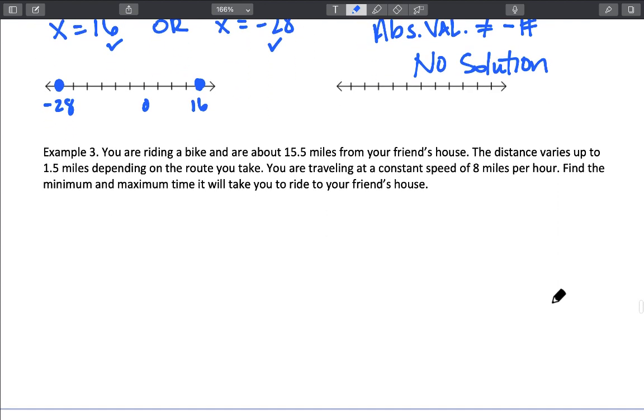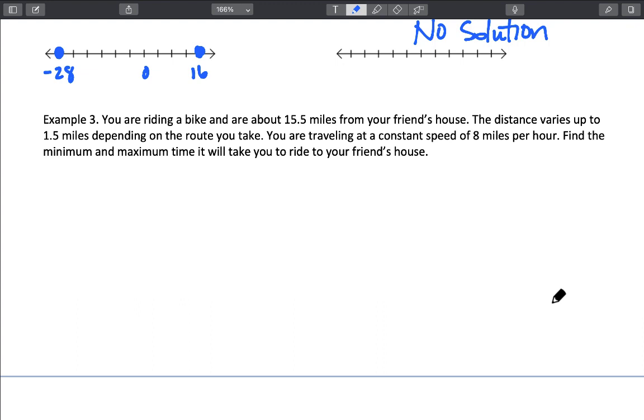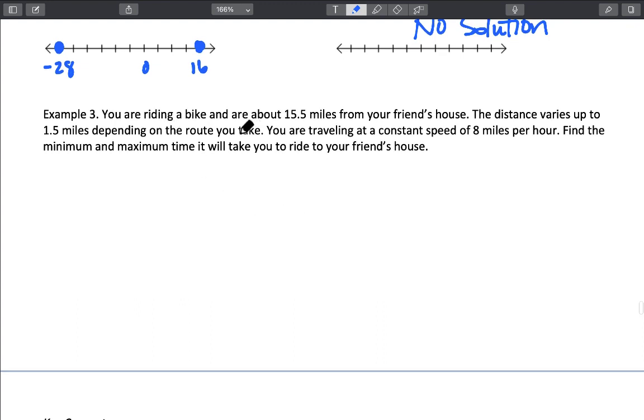All right, in example 3, we have a little bit of a word problem here. You are riding a bike and are about 15.5 miles from your friend's house. The distance varies up to 1.5 miles depending on the route that you take. You are traveling at a constant speed of 8 miles per hour. We want to find the minimum and the maximum time it will take you to ride to your friend's house.